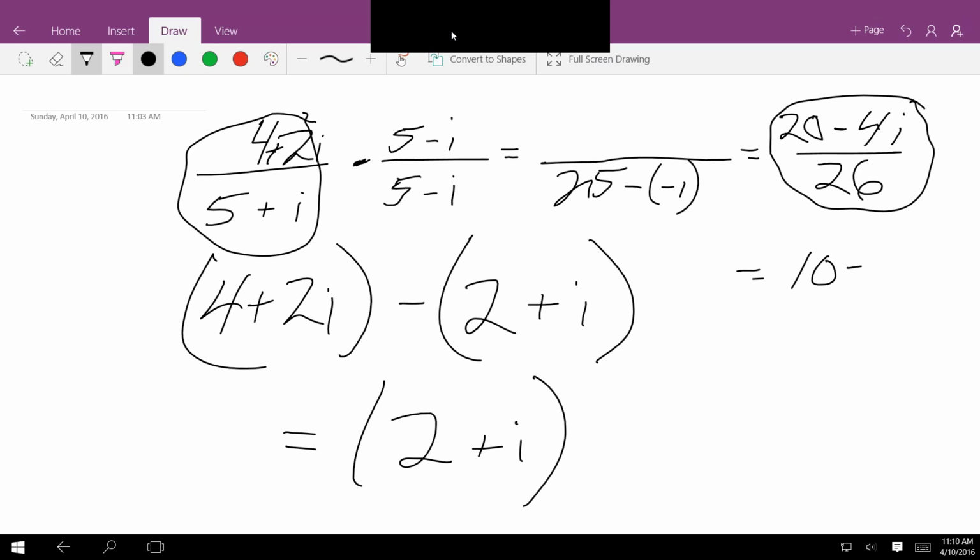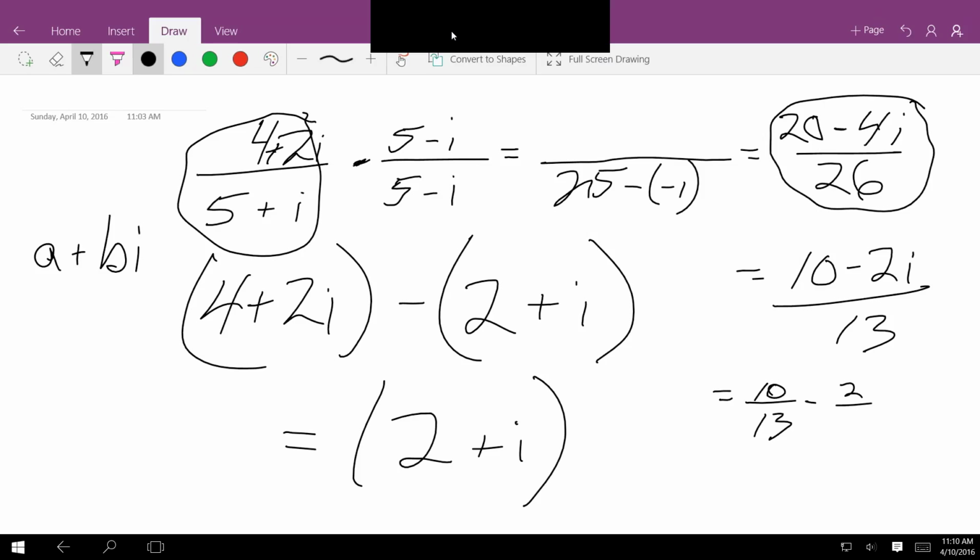So it's 10 minus 2i over 13. And complex numbers need to be in the format a plus bi. So I need to take this answer and separate it into 2 fractions. 10/13 minus 2/13 i. And now I have it in the perfect format of a complex number. Okay. Sorry about that. I didn't really need to stop with it.